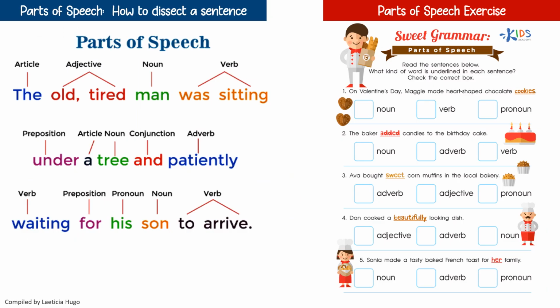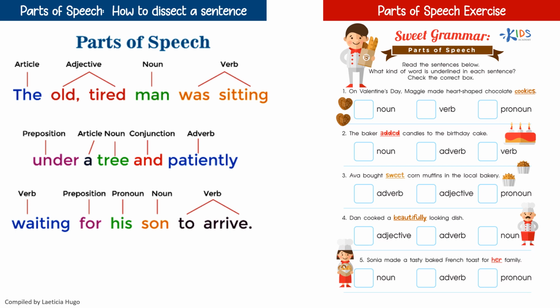So you can just take a second to pause the video and go through this grammar exercise or part of speech exercise. On your left-hand side, it just shows how you can dissect a sentence. So when you get, like, the old tired man was sitting, then you should know what word stands for what part of speech. So the, like we just discussed, is an article. Adjective, old tired, it tells us more about the noun, which is the man, and was sitting is the verb.